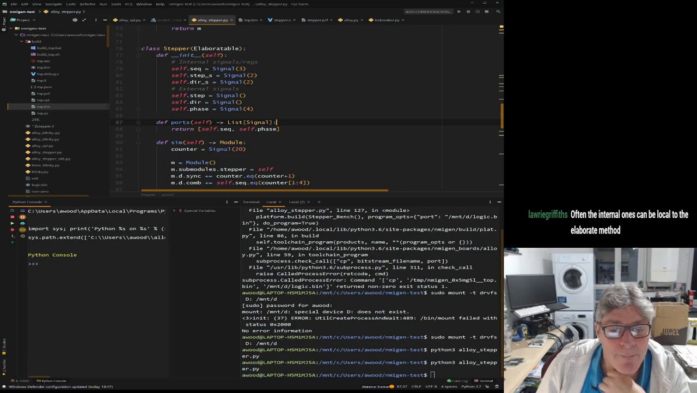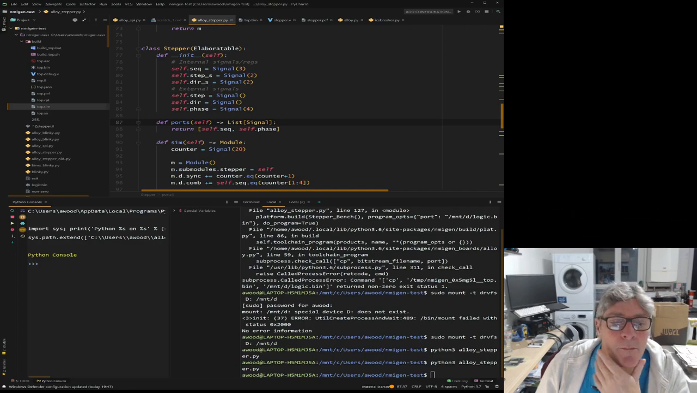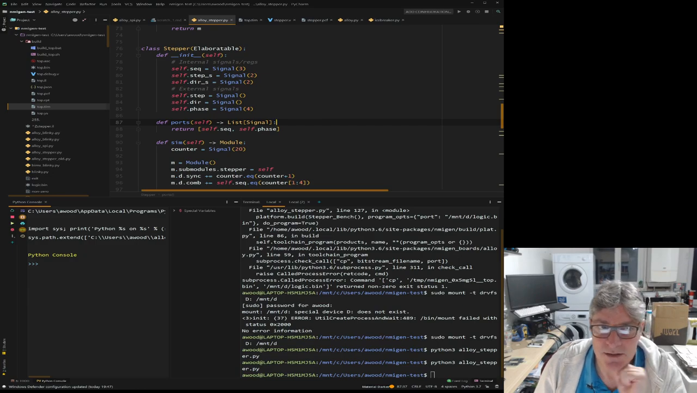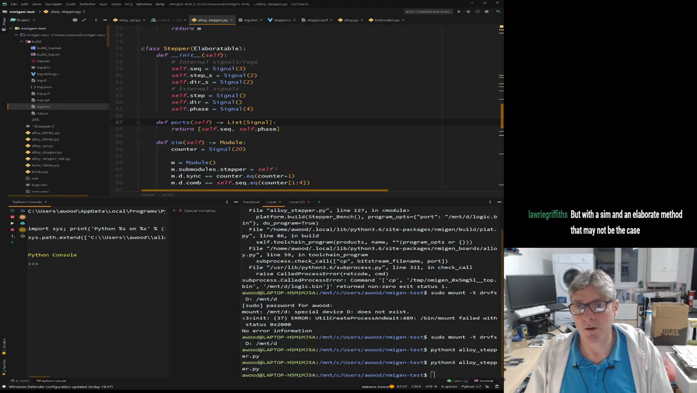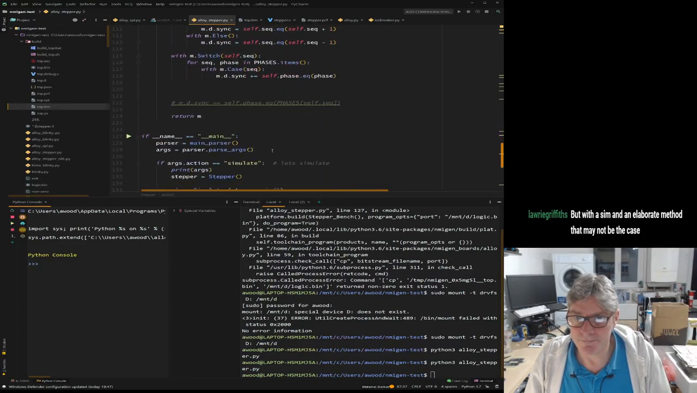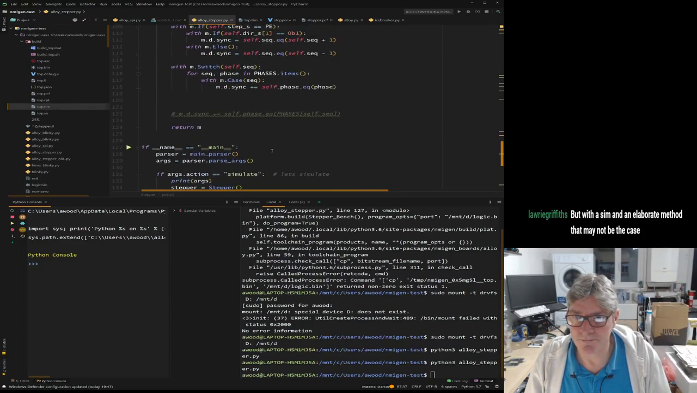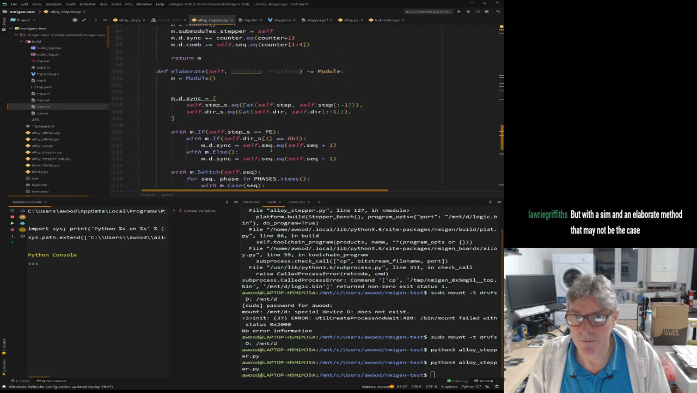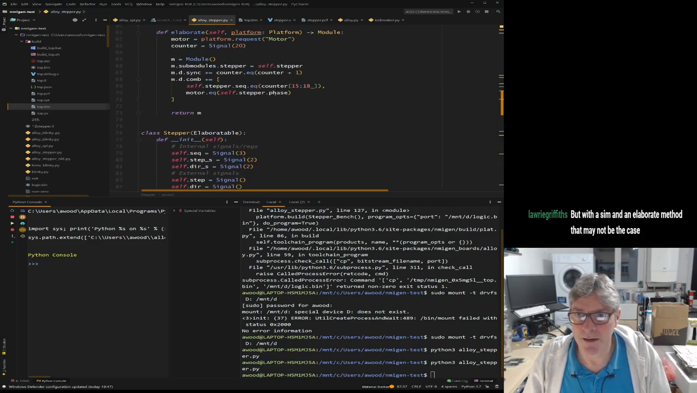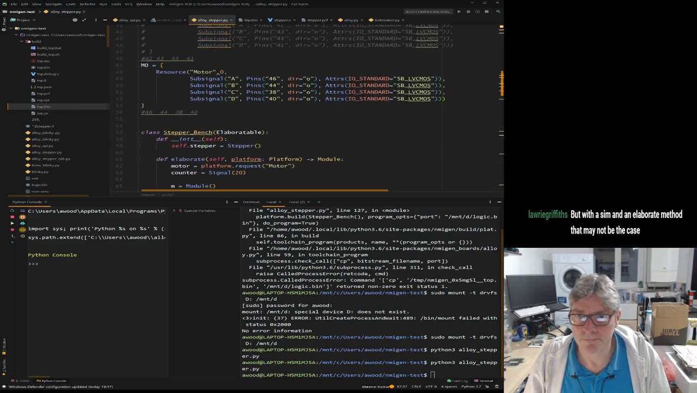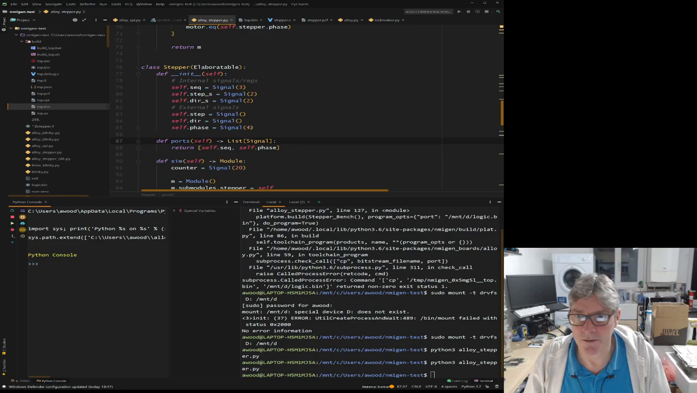Often the internal ones can be local to the elaborate method. Possibly, yes. But when you're doing a simulation or bench, you might want to get access to them, I guess. So on the ports here, remember I have a ports function. I'd probably want to add those in so that we can see the internal states of them.